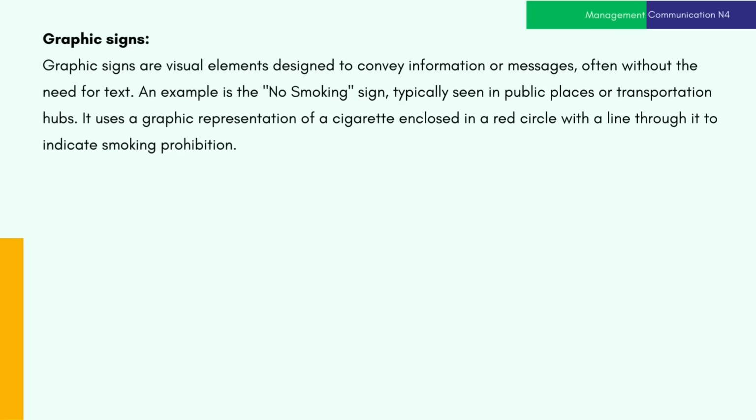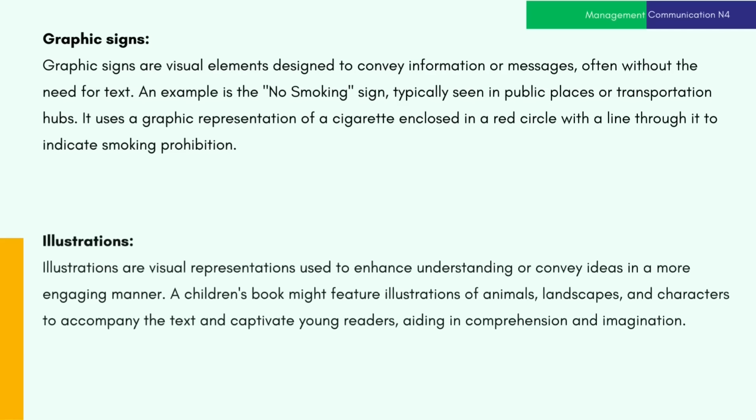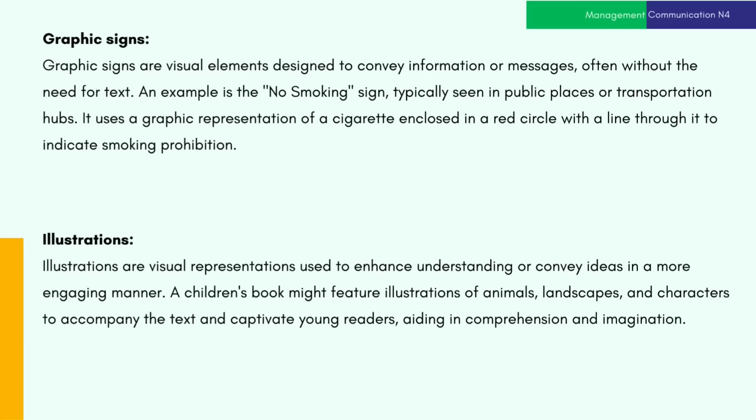2. Graphic signs. Graphic signs are visual elements designed to convey information or messages, often without the need for text. An example is the no smoking sign, typically seen in public places or transportation hubs. It uses a graphic representation of a cigarette enclosed in a red circle with a line through it to indicate smoking prohibition. 3. Illustrations. Illustrations are visual representations used to enhance understanding or convey ideas in a more engaging manner.